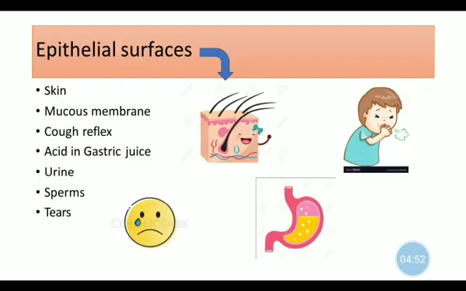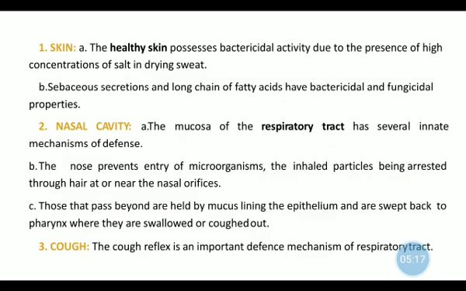Epithelial surfaces. Look at the pictures which show skin, mucous membrane, cough, acidity, tears, semen, etc. as epithelial barriers. Skin. A healthy skin possesses bactericidal activity due to salts in drying sweat. Sebaceous secretions have bacterial and fungicidal properties.